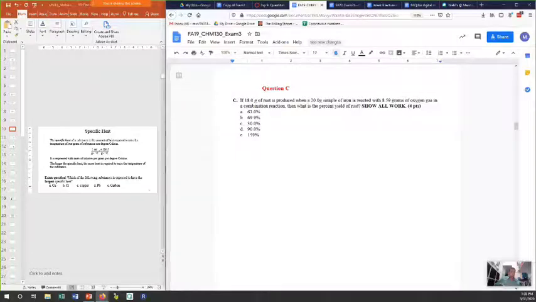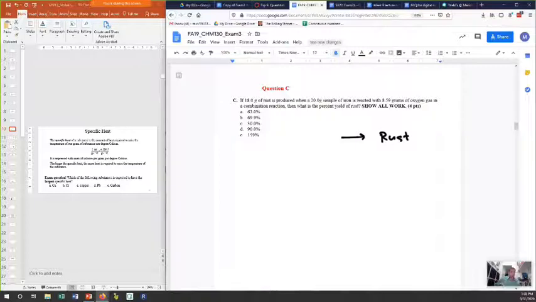Because it is a chemistry class, in general, the best place to start would be with a chemical reaction. It's not a requirement, but it's usually a good idea. Okay, so if we go through and look at this, 18 grams of rust produced, so that's given us some context here. We're looking at a reaction where we have produced rust.